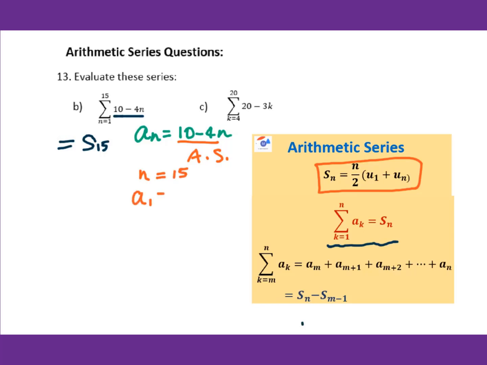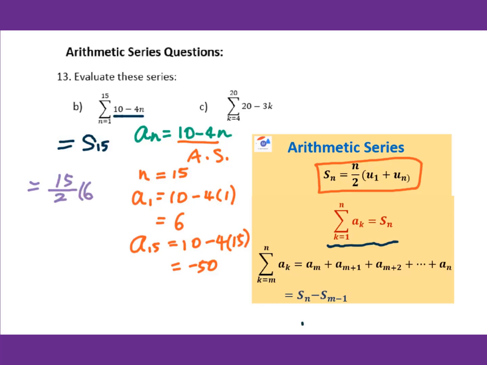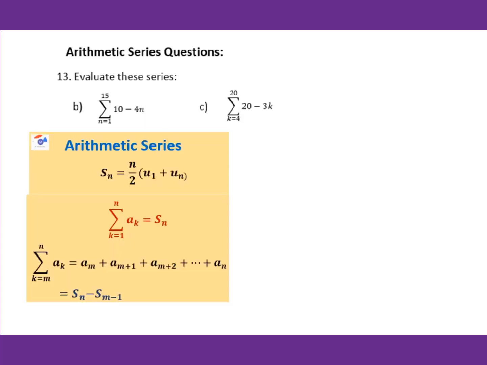A sub 1 equals 10 minus 4 times 1, which equals 6. A sub 15 equals 10 minus 4 times 15, so we get negative 50. Now we can plug into the formula. You will get 15 over 2 times 6 plus negative 50. The answer will be negative 405.